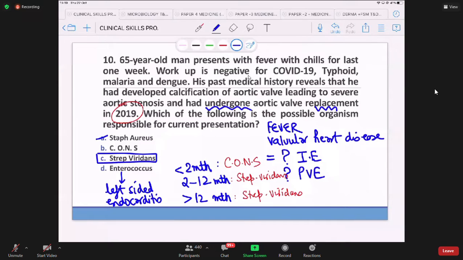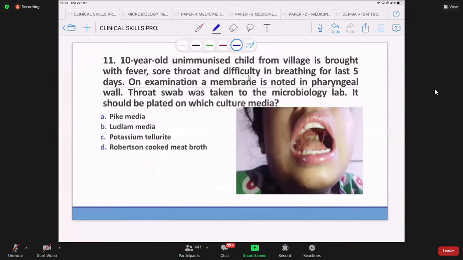Let's move on. A very straightforward one. They just gave an image like this. They are talking about an unimmunized child. Whenever they ask about an unimmunized child in India, there are two possibilities always to be considered. One is TB, and second is the diagnosis of this case. You can see this girl. She's having fever, sore throat, difficulty in breathing, and a membrane is noted in the throat. So you very well know the clinical diagnosis is diphtheria.